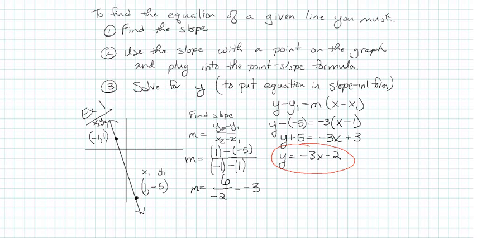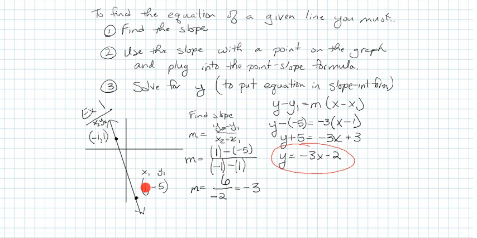So to find the equation of a given line, you must first find the slope. Then you must use that slope with any point on the graph and plug that into point-slope form. From there, you'll solve for y, and that will put the equation in slope-intercept form. So look at our example here.